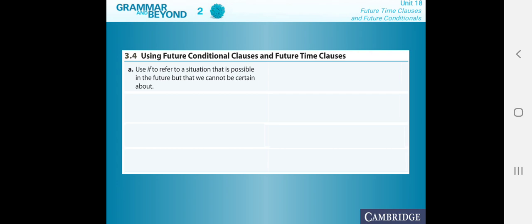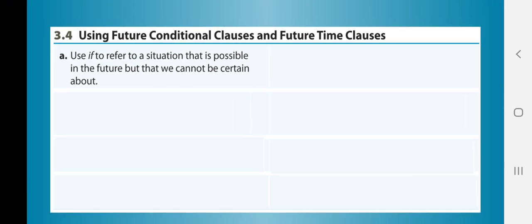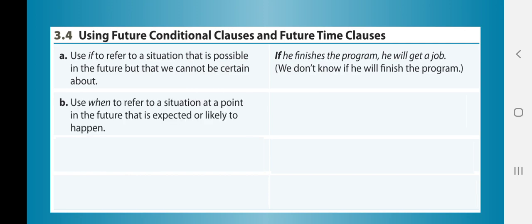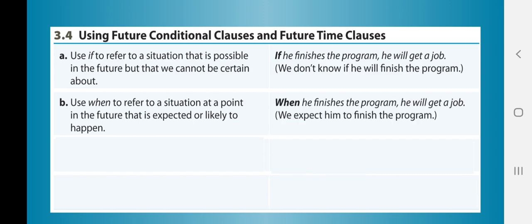Now, let's see the uses. Use if to refer to a situation that is possible in the future, but we cannot be certain about. For example, if he finishes the program, he will get a job. We don't know if he will finish the program. Now, use when to refer to a situation at a point in the future that is expected or likely to happen. When he finishes the program, he will get a job. We expect him to finish the program.